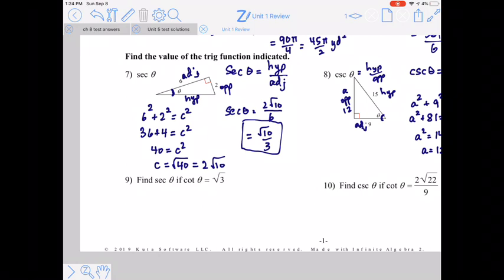Okay, cotangent, so we need to find the secant given the cotangent. Now the cotangent is adjacent over opposite. So the adjacent length is square root of 3 and the opposite length is 1. So what I'd suggest is just drawing a general right triangle and choosing one of the angles for theta. I'm going to choose it down there. And according to the information given here, the adjacent length is the square root of 3 and the opposite length is 1.